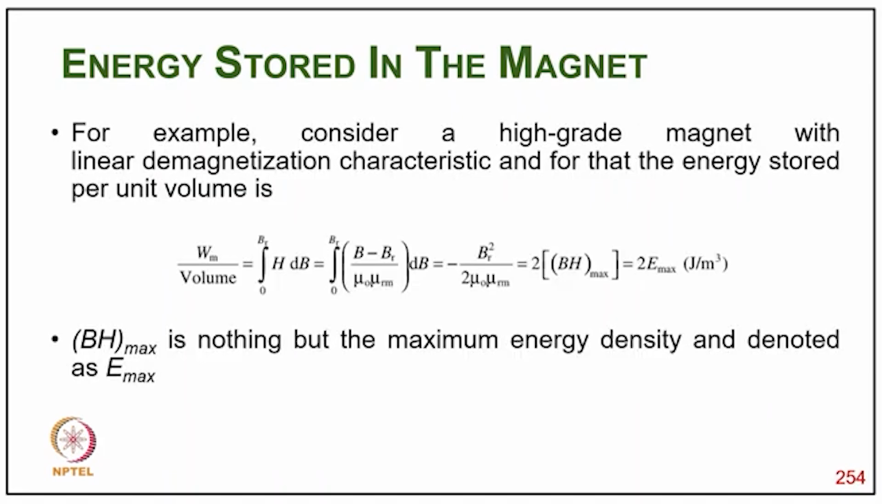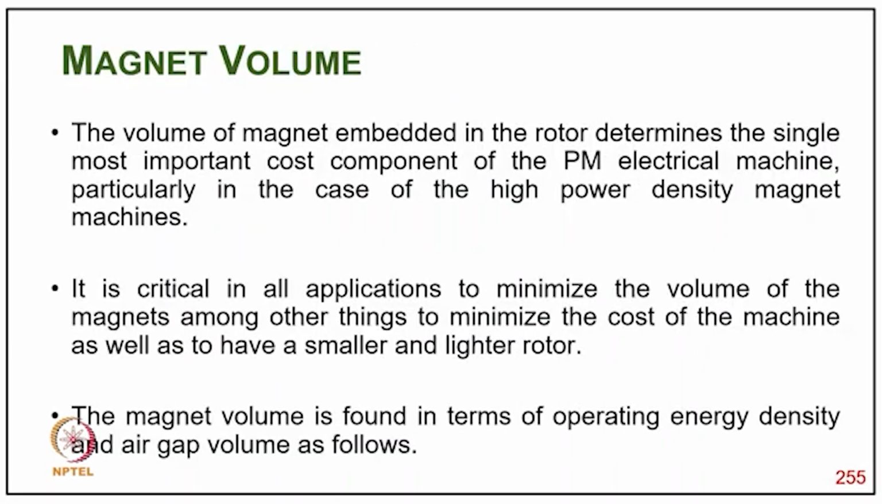For example, consider a high grade magnet with a linear demagnetization characteristic. The energy stored per unit volume, W_m upon volume, is the integral from 0 to B_R of H dB, or the integral from 0 to B_R of (B minus B_R) upon mu_0 mu_RM dB, which equals minus B_R squared upon 2 mu_0 mu_RM, or 2 BH maximum, or 2 E_max in joules per cubic meter. So BH max is nothing but the maximum energy density, denoted as E_max.